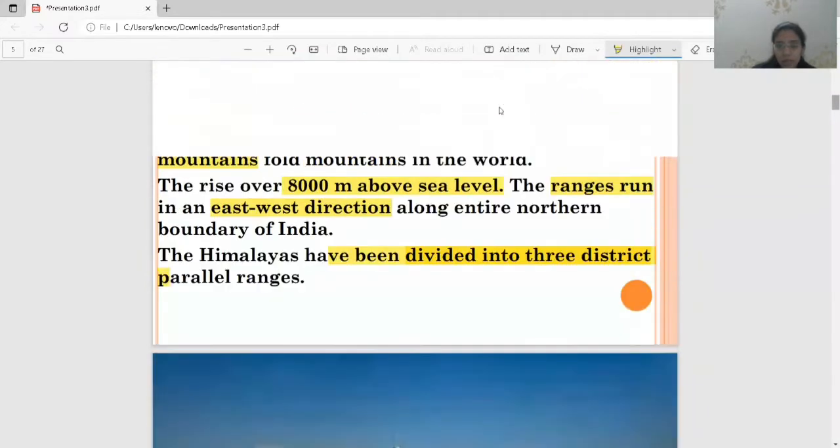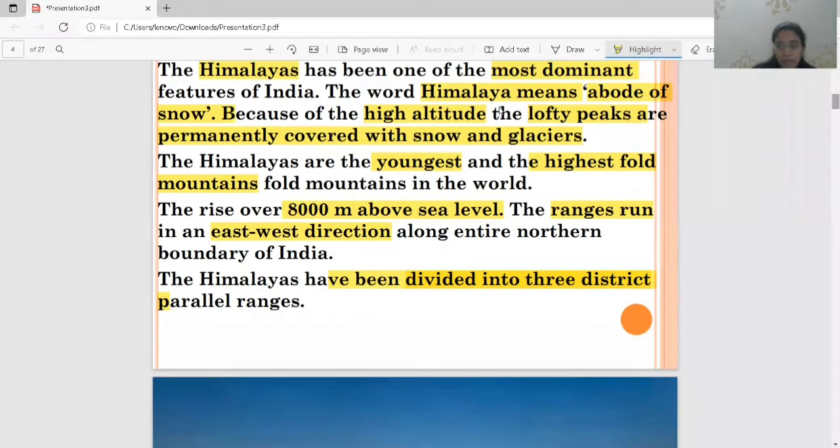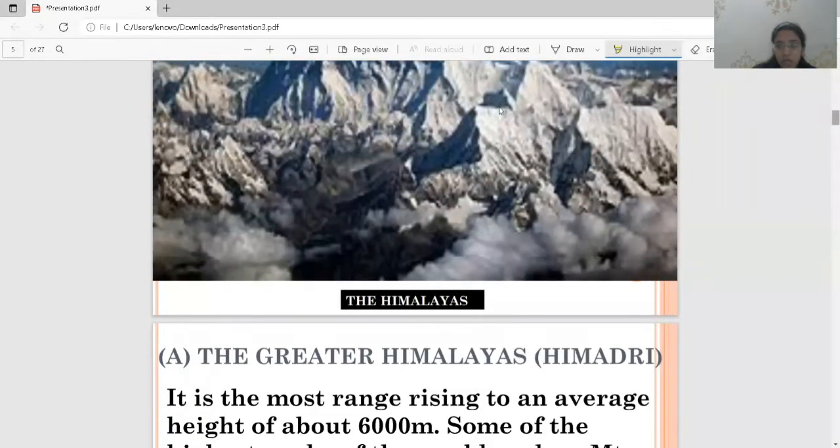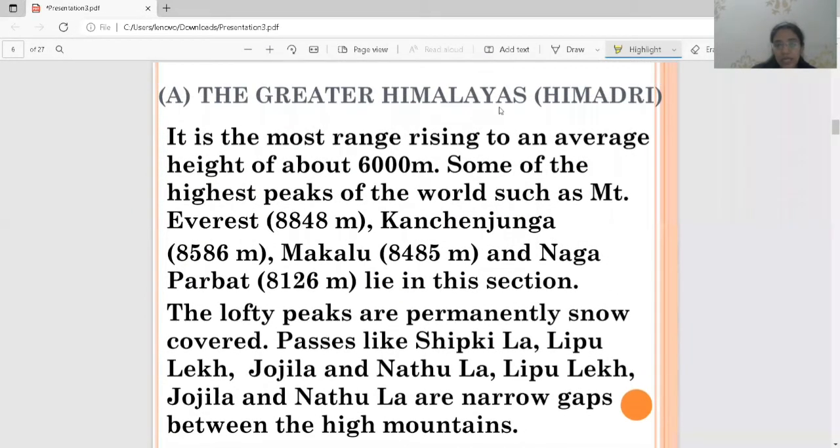This is your Himalayan mountains, as you can see. So the first range is the Greater Himalayas. It is also known as Himadri. I can ask, the Greater Himalayas are also known as dash, Himadri.